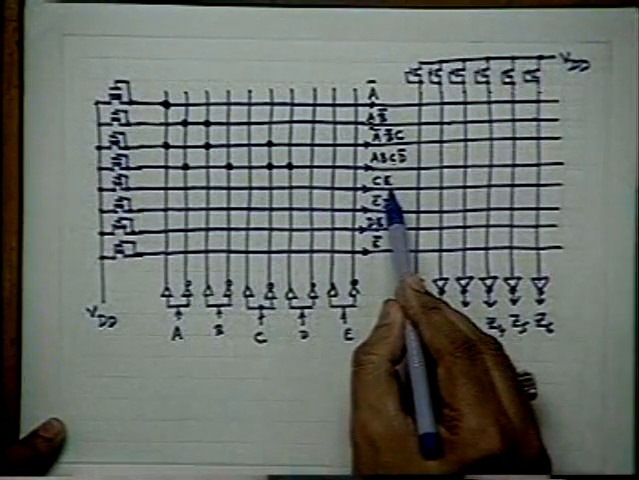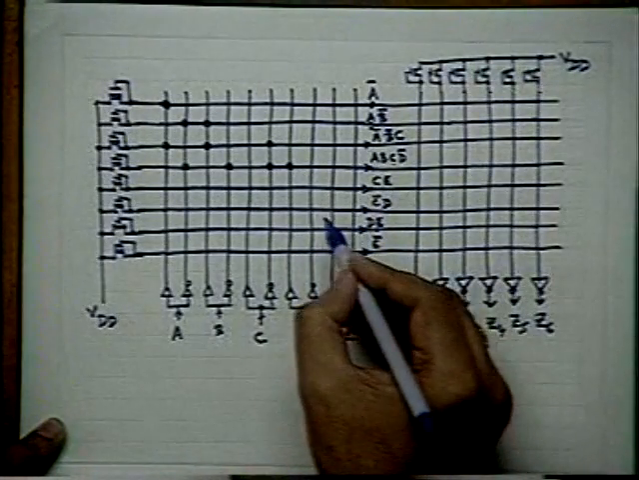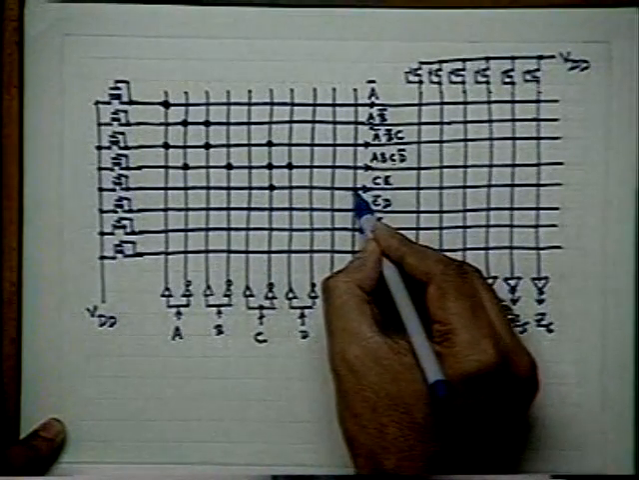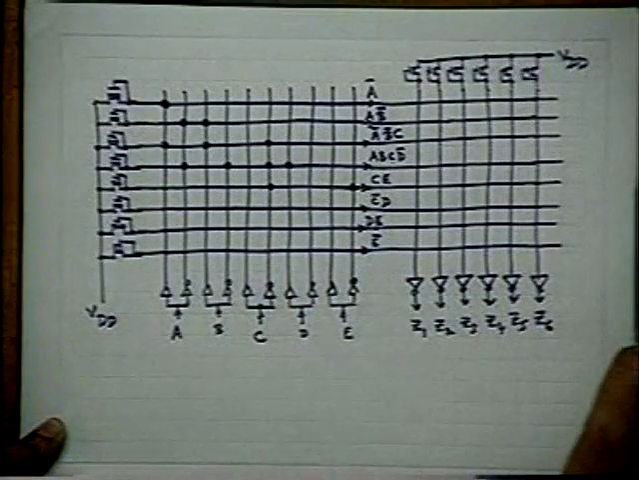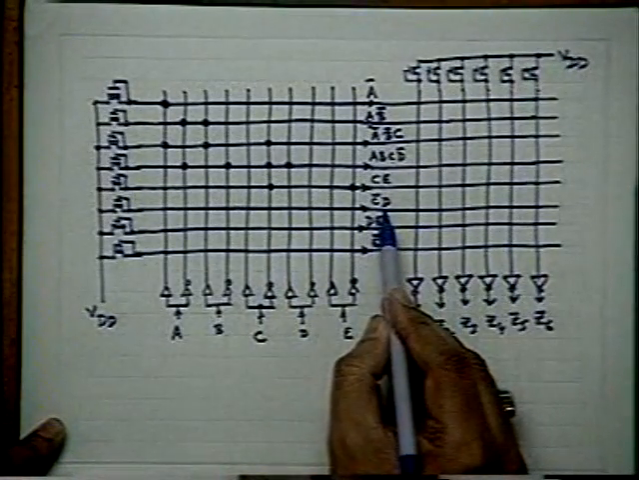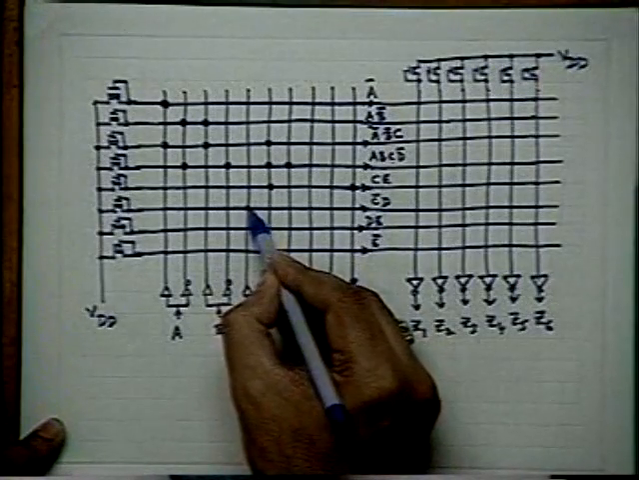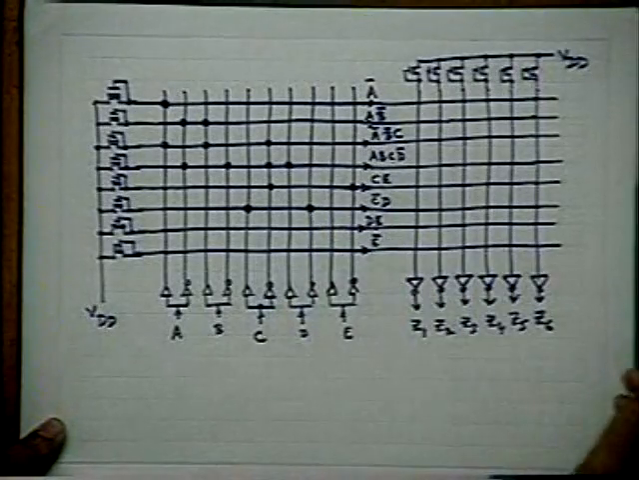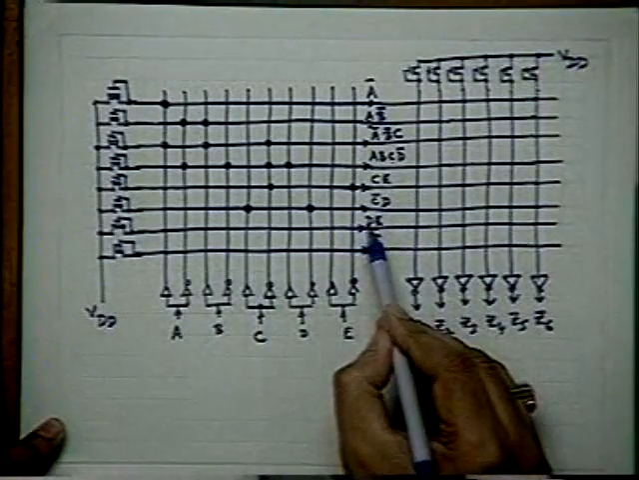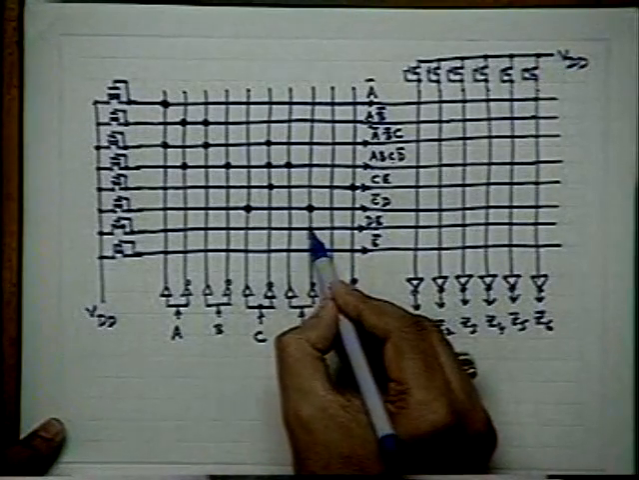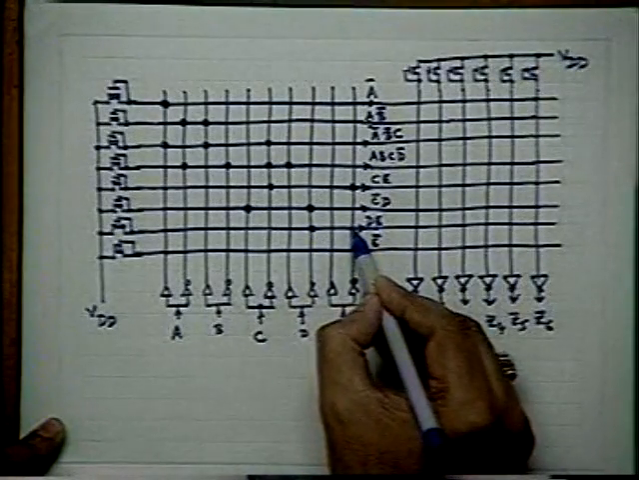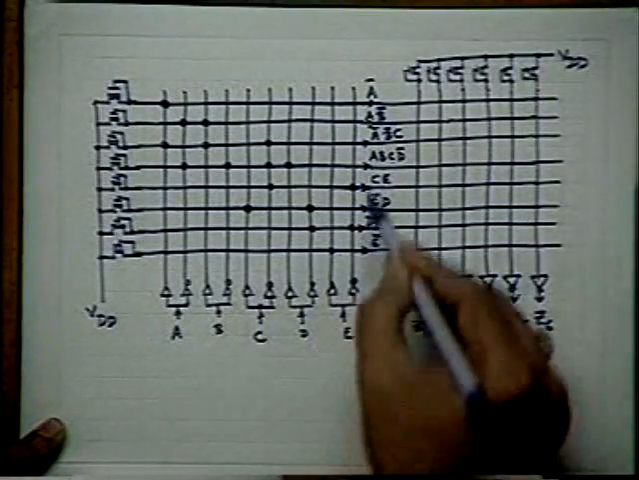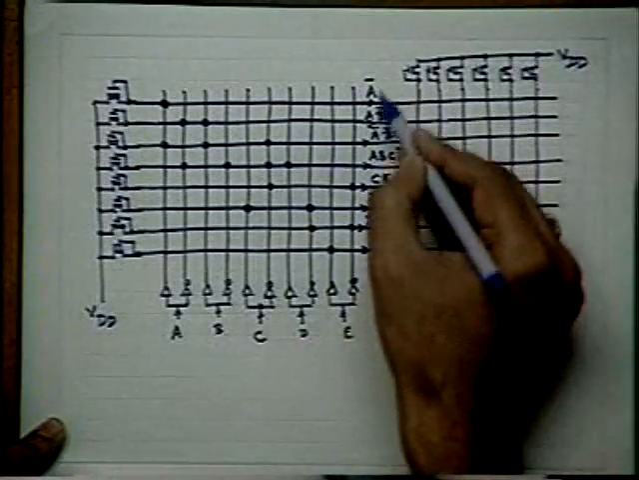To produce C, I have to apply C bar at the input and E bar at the input. To produce C bar D, I have to apply C at the input and D bar at the input. D, D bar at the input and E bar at the input. E bar, simply E at the input. So the product terms are generated.